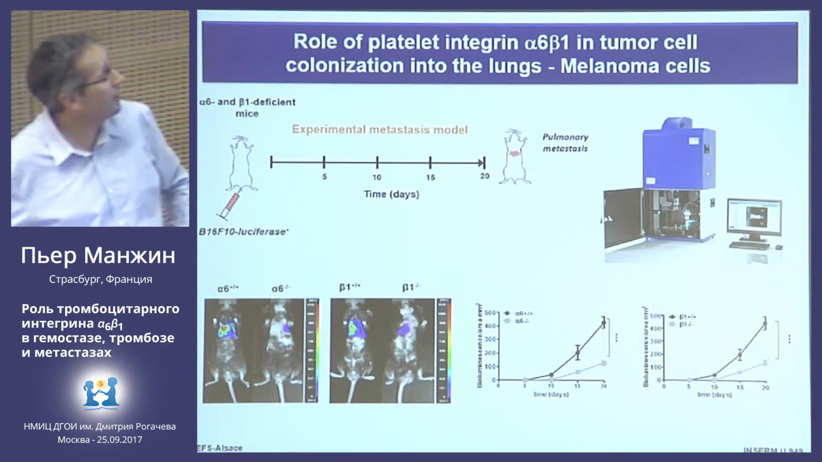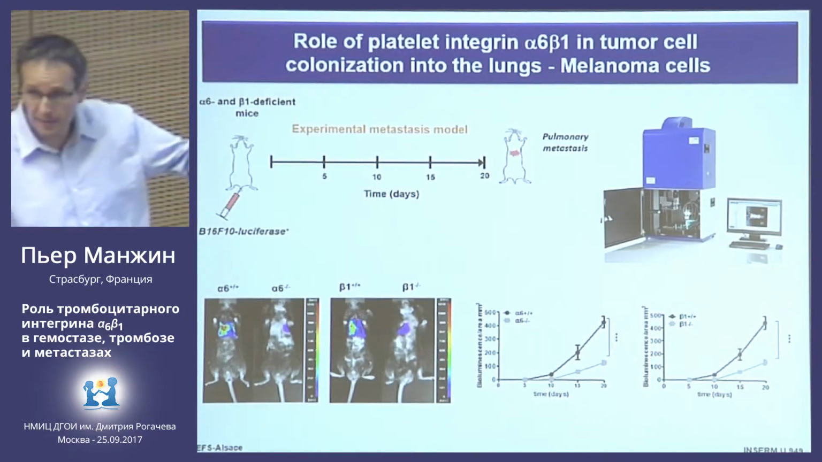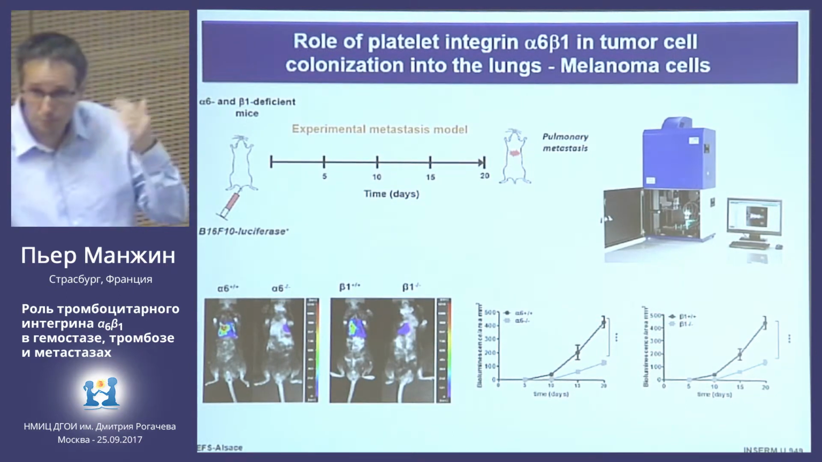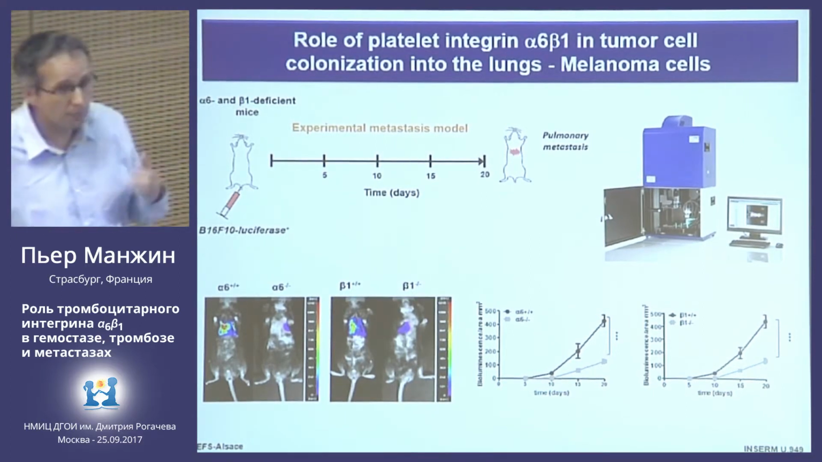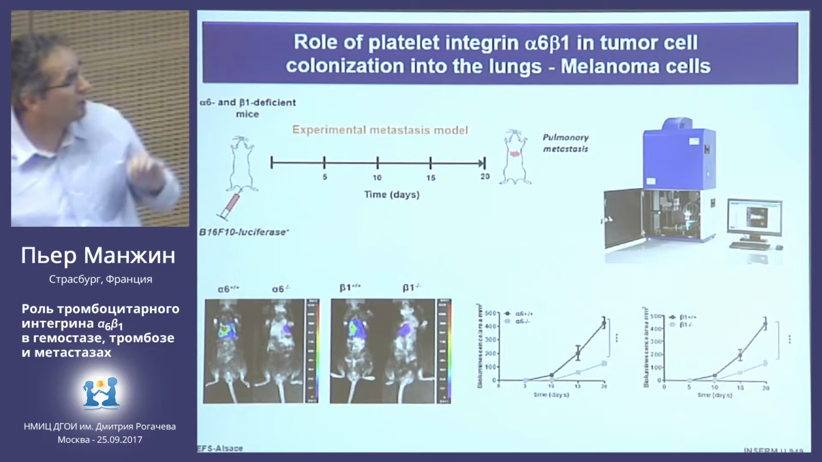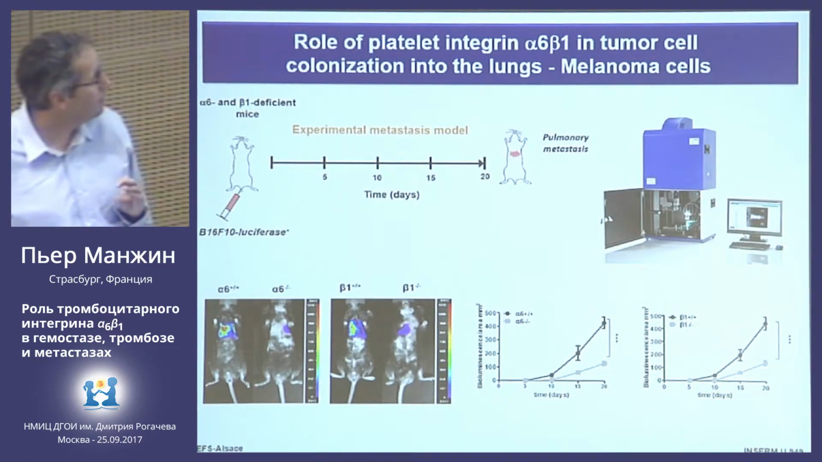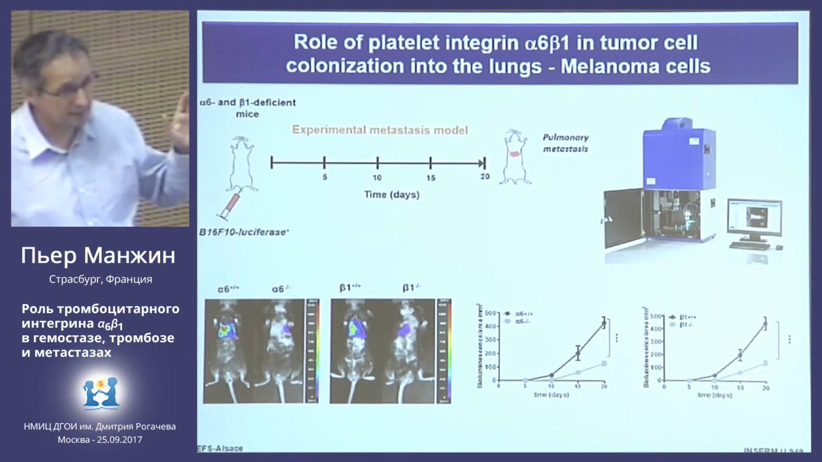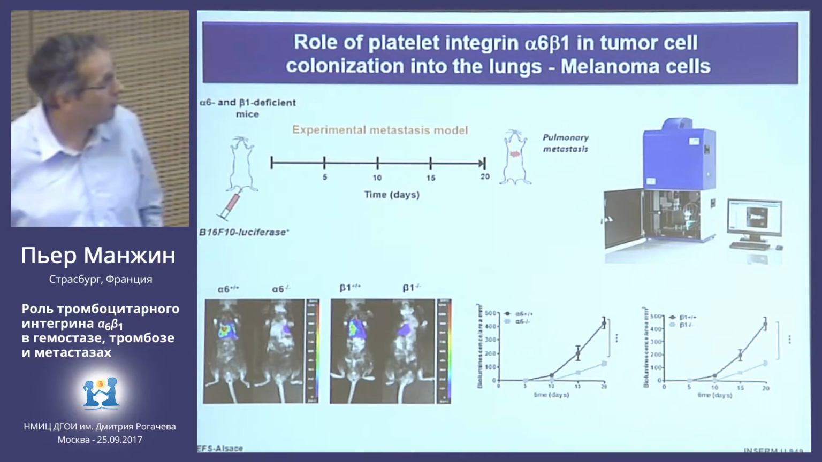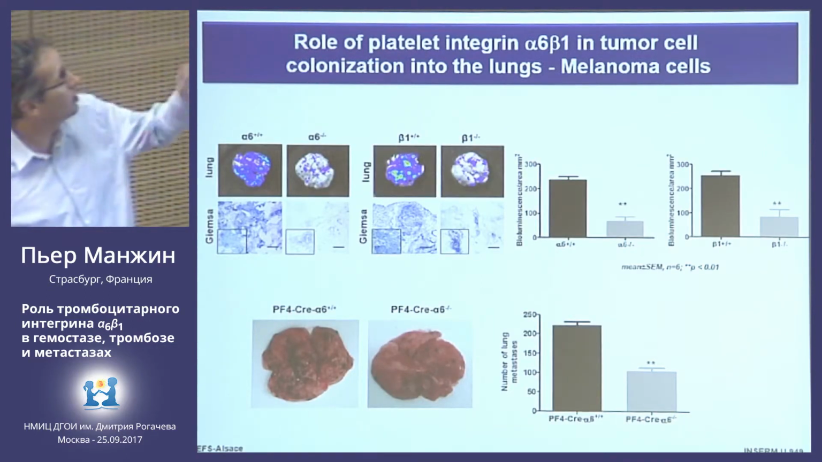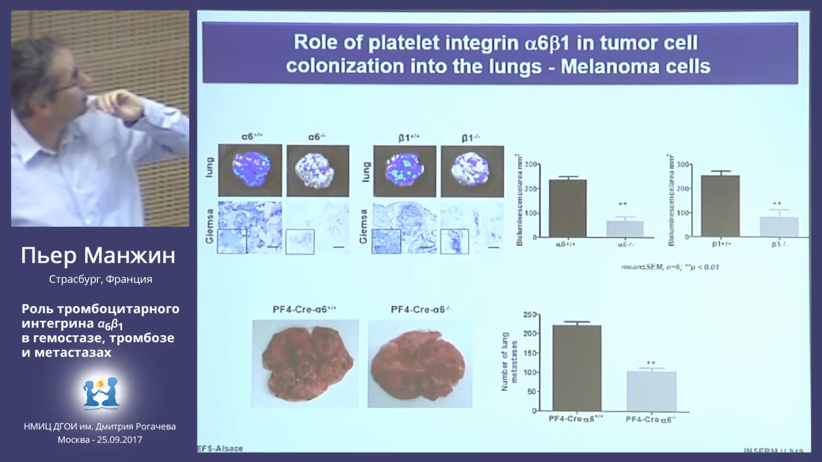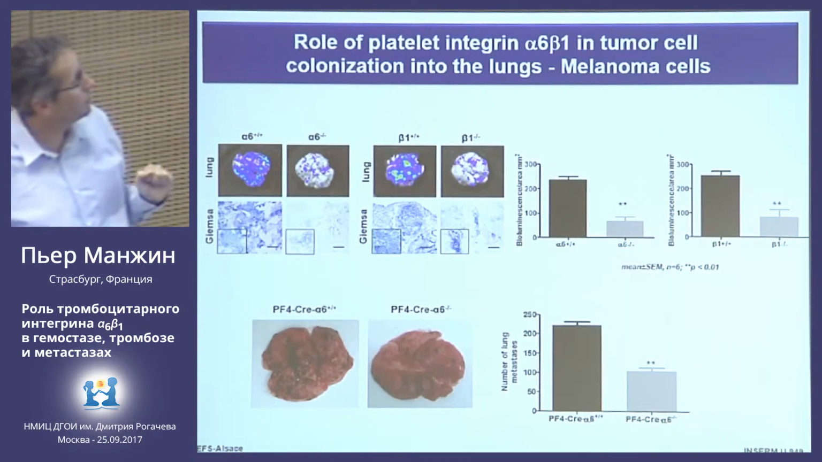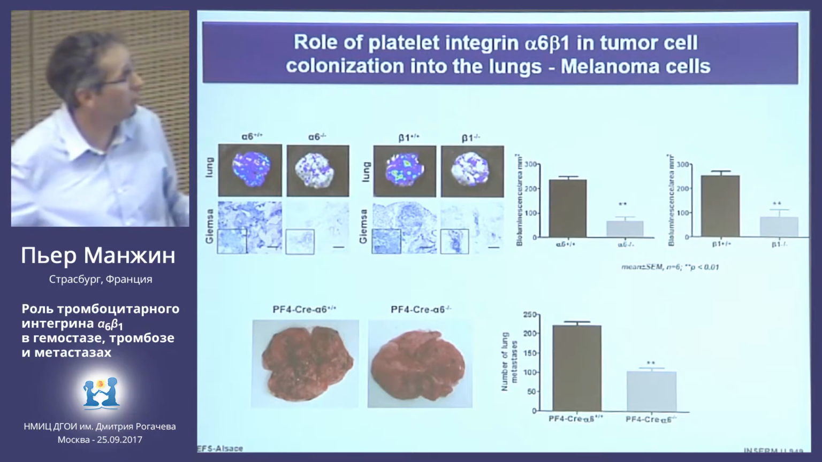For this, we used an experimental metastasis model, which consists in injecting B16F10 cells that express luciferase into alpha-6 and beta-1 deficient mice, and following over time the formation of metastatic nodules in the lungs using a bioluminescence system. As you can see on these images, we had less signal in alpha-6 deficient mice and beta-1 deficient mice as compared to the controls. This was observed, as you can see on the quantification, at different stages. At endpoint, after 20 days, we also isolated the organs and looked at them with this device and observed that there was less signal in alpha-6 and beta-1 deficient lungs as compared to the controls. And we also did some histology staining.